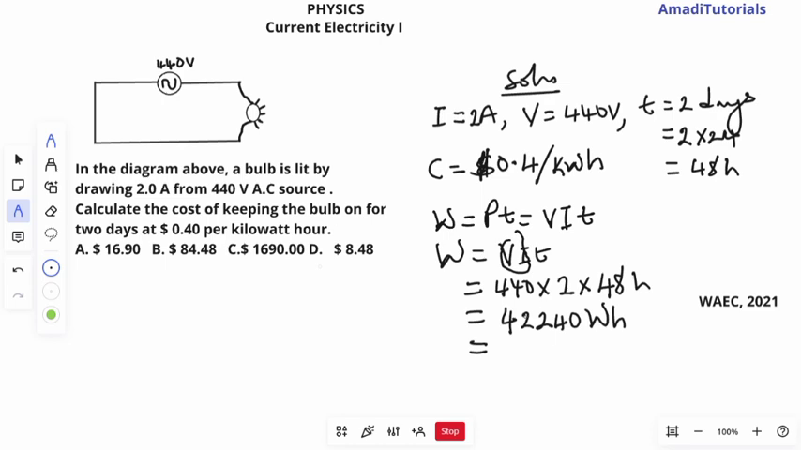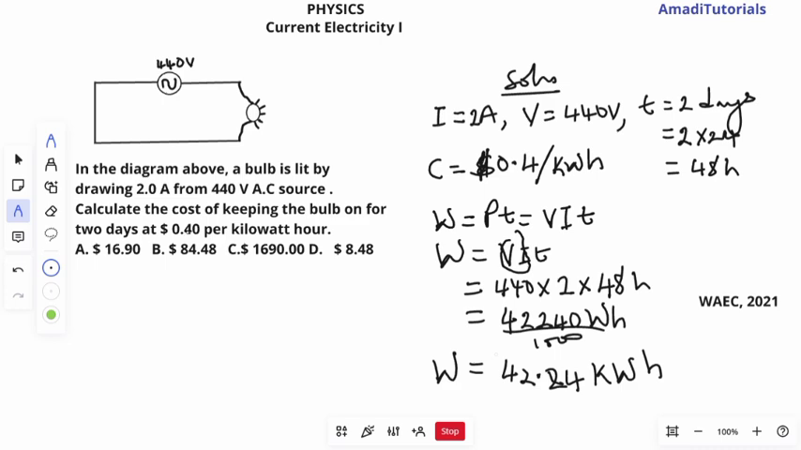See, kilowatt hour. So you convert this to kilowatt hour by dividing it by 1,000. By dividing it by 1,000, you'll be having 42.24 kilowatt hour. So this is the total energy consumption of that light bulb. So having calculated that, the next step is to find out the cost.